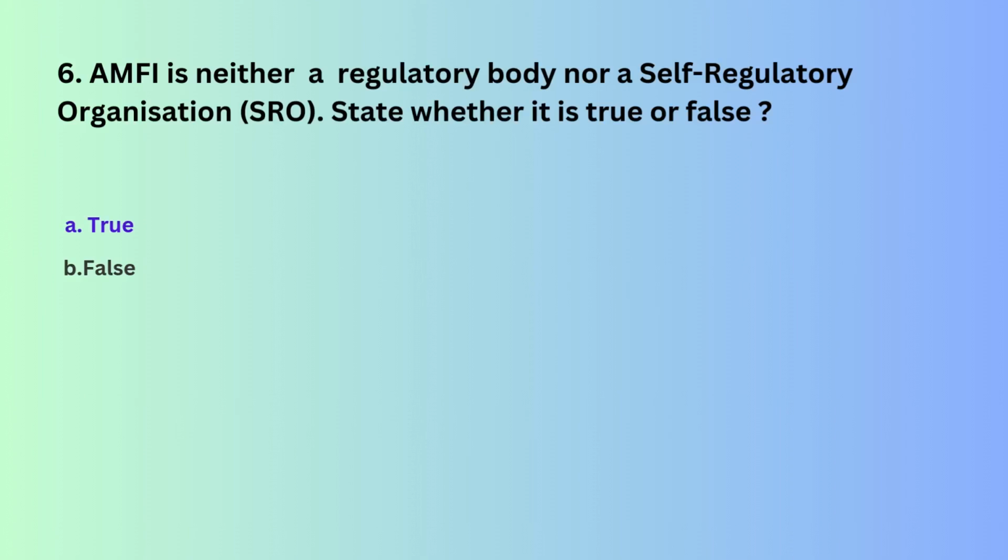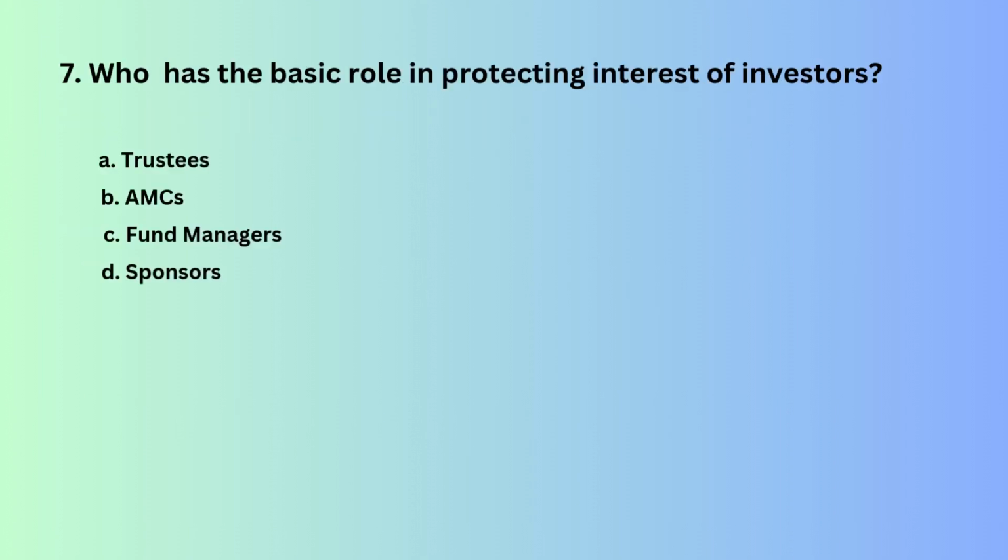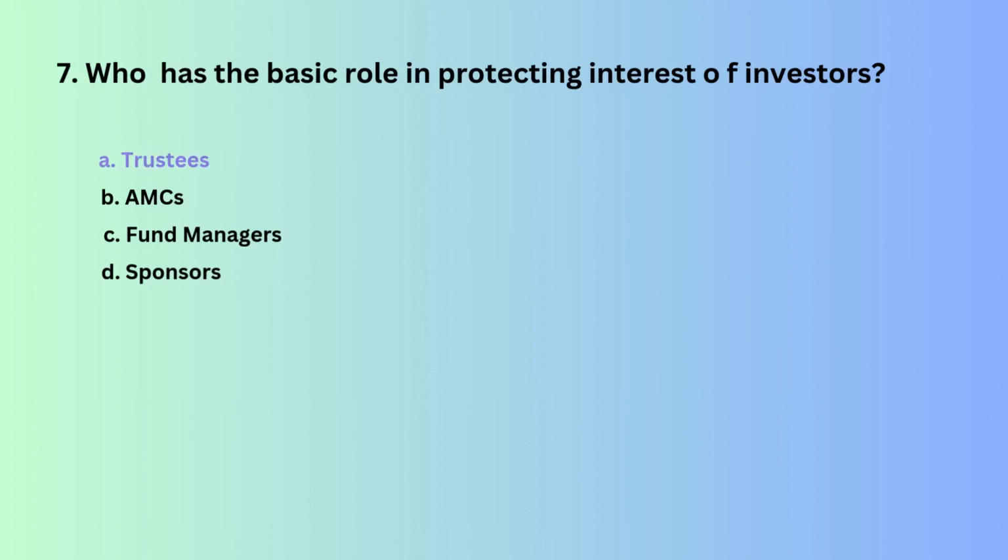Question number 7. Who has the basic role in protecting interest of investors? A. Trustees. B. AMCs. C. Fund managers. And D. Sponsors. And the correct answer is A, Trustees. The trustees' main function is only to protect the investor money especially.